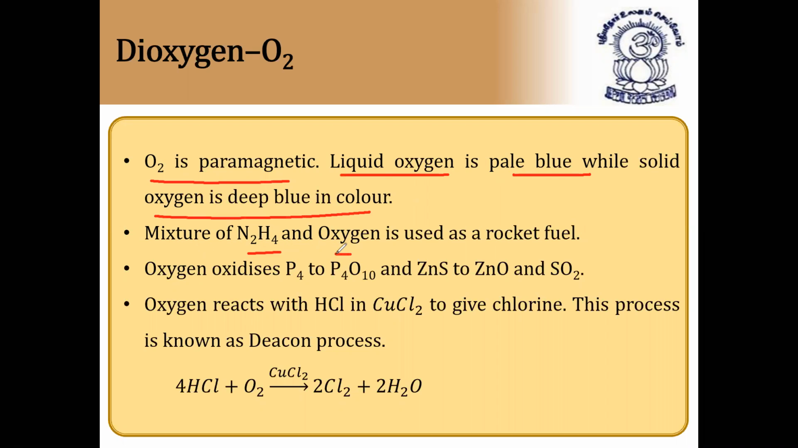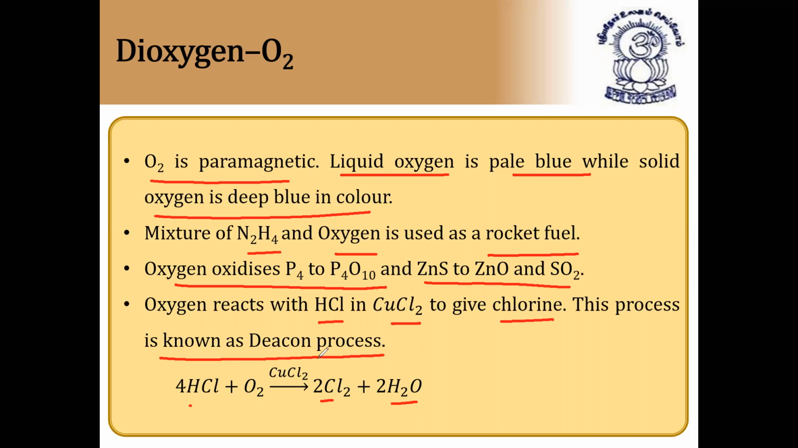A mixture of N2H4 and oxygen is used as rocket fuel. Oxygen oxidizes P4 to P4O10 and zinc sulfide to zinc oxide and sulfur dioxide. Oxygen reacts with HCl in the presence of CuCl2 to give chlorine. This process is known as Deacon's process. So oxygen combines with HCl and forms chlorine gas and water in the presence of cupric chloride. This is called the Deacon process. We will study this in the halogen family.